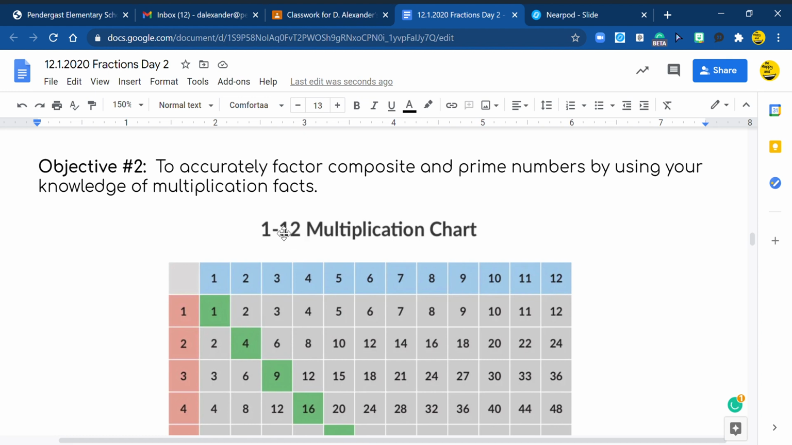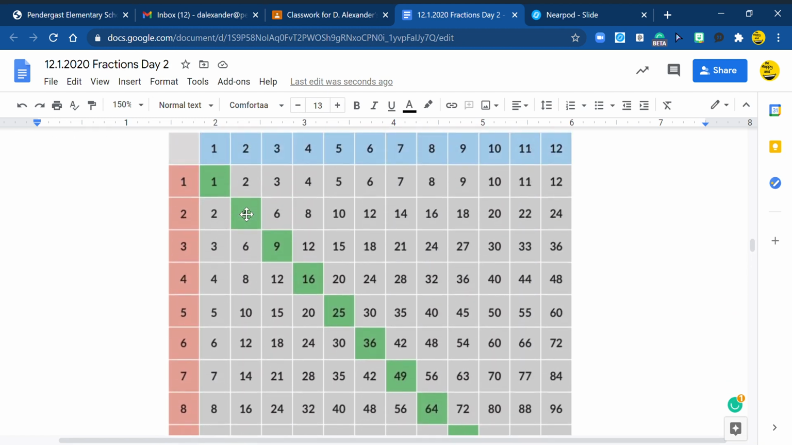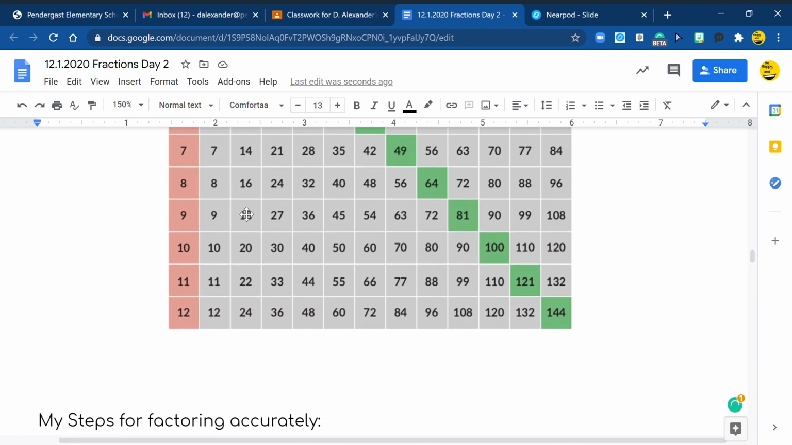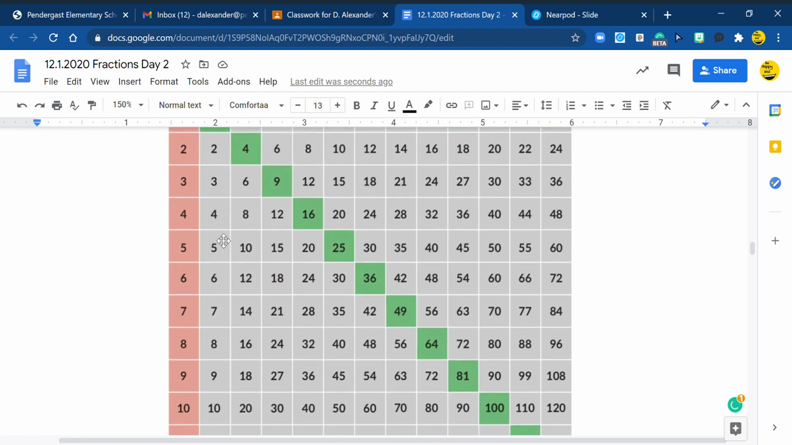Objective 2. To accurately factor composite and prime numbers, you need to use your knowledge of multiplication facts. This is important. That's the reason I've included the multiplication chart table. Now, Mr. Ehring teaches this a little different than I do. When I was looking at the way he did it, I got a little confused. So I'm going to go with the knowledge I already have, and I'm going to teach it to you.